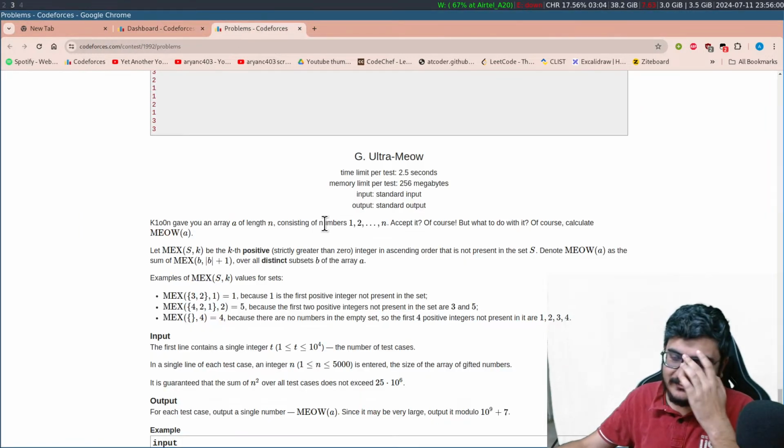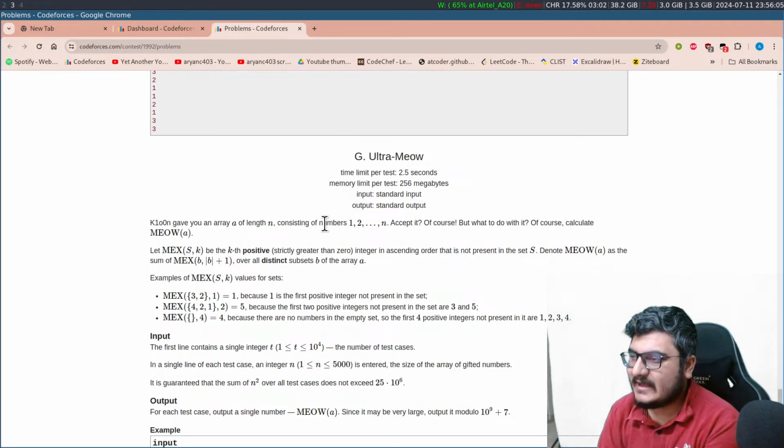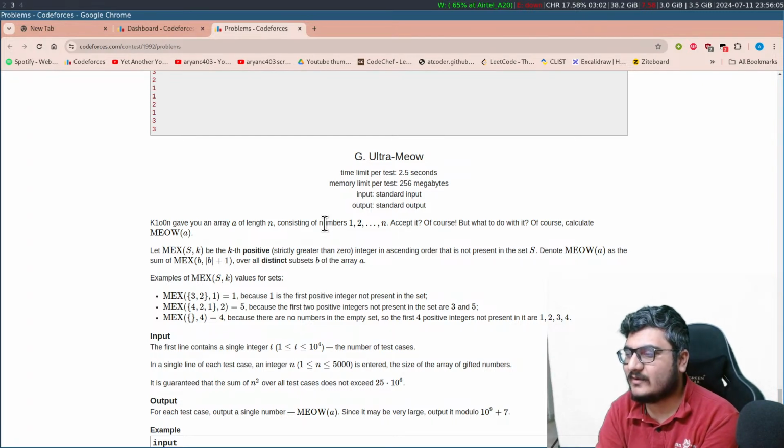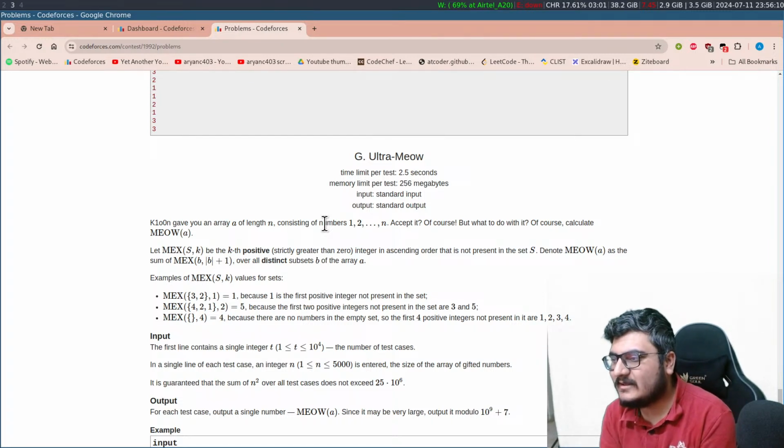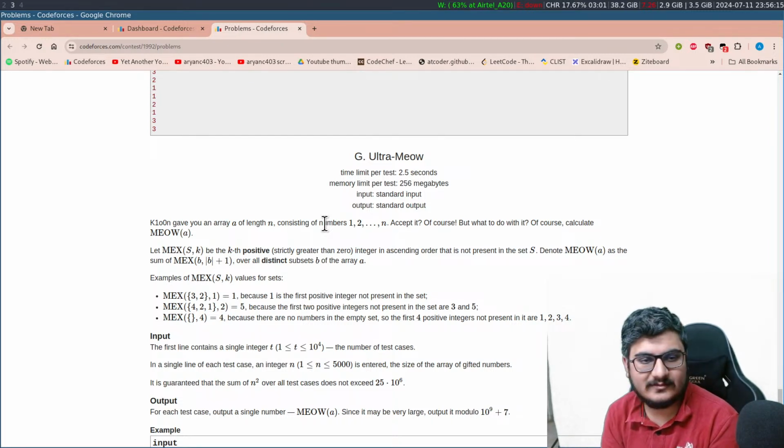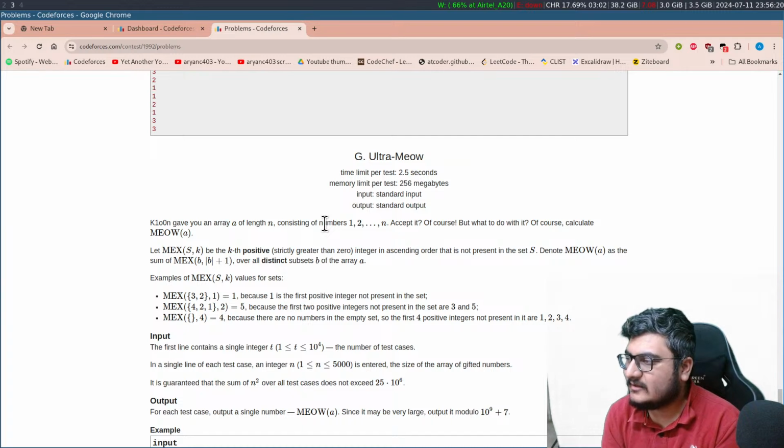Problem D says Ultra-Meow. K gave you an array A of length n and consists of numbers 1 to n. Accept it, of course, but what to do with it? Of course, calculate meow A. Max x comma k is the kth positive integer. Generally in the definition of max we include 0. Here it's saying you should not include 0. Kth positive integer in ascending order that is not present in the set S.